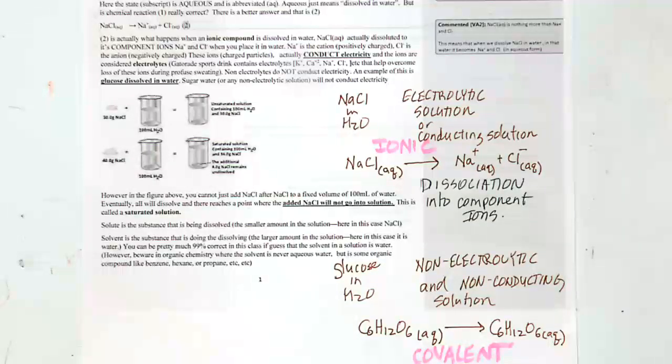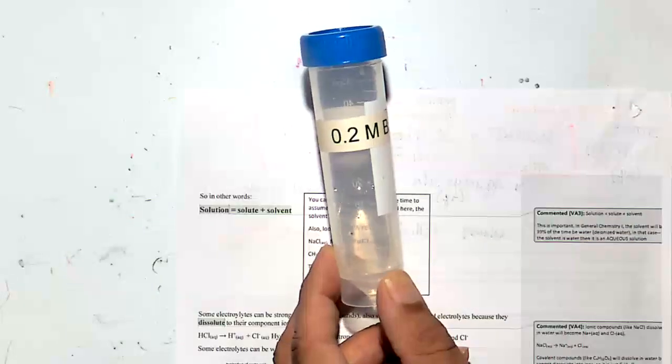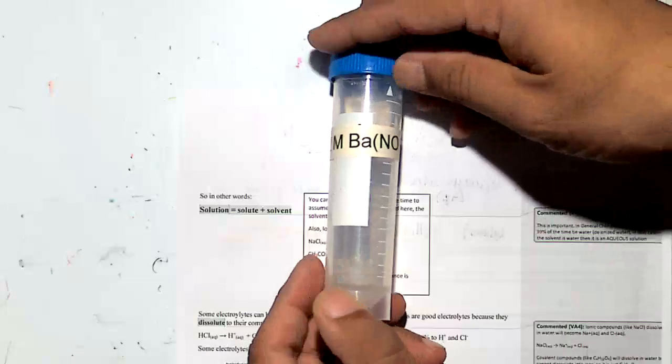Let's do a little reaction together. And then I'll let you guys go. Here I have 0.2 big M, that means molar. We'll talk about that later in the chapter. But I got barium nitrate, Ba(NO3)2.